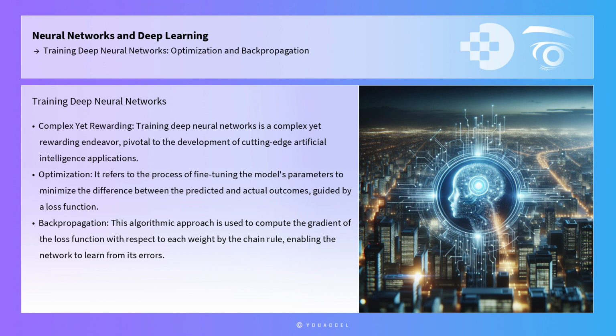sophisticated models. Optimization in neural networks refers to the process of fine-tuning the model's parameters to minimize the difference between the predicted and actual outcomes, a process guided by a loss function. Backpropagation, on the other hand, is the algorithmic approach used to compute the gradient of this loss function with respect to each weight by the chain rule, effectively enabling the network to learn from its errors.